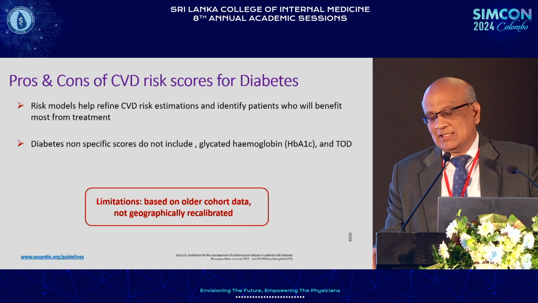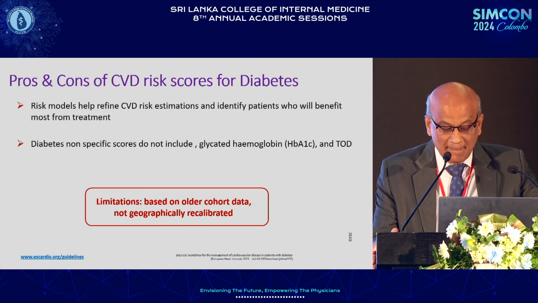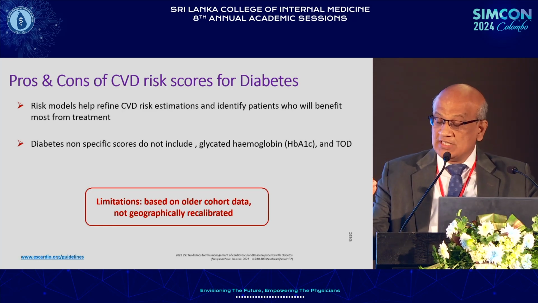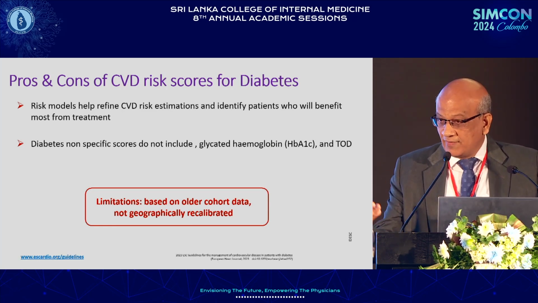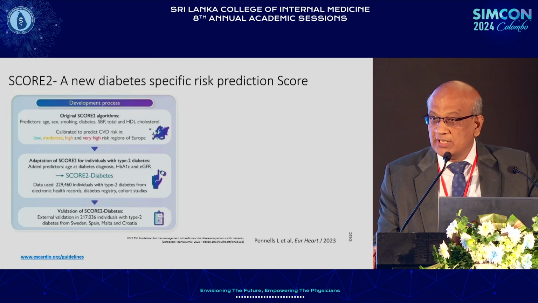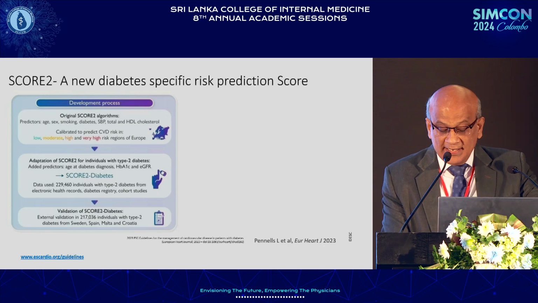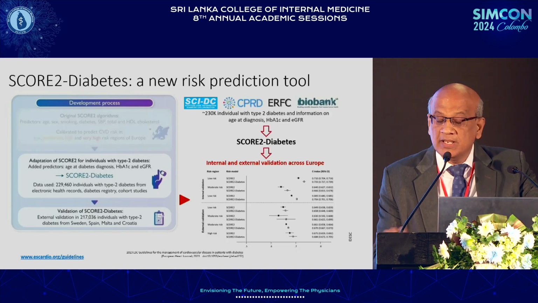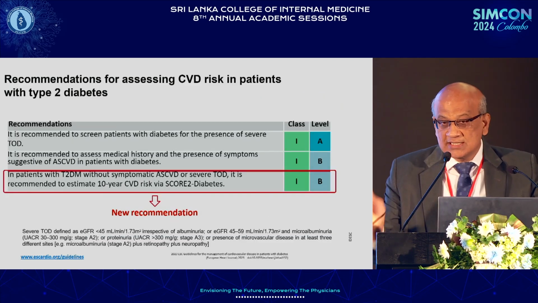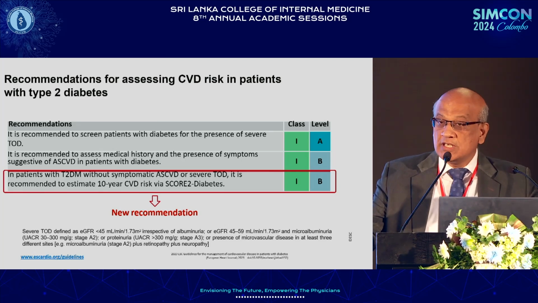But other than not having much unity, there are pros and cons. Some of these risk scores have not taken into consideration the diabetic-specific things, like what we see is the duration of diabetes, eGFR, HbA1c level and so on. So Europeans have recently come out with a solution in 2023, that is SCORE2-Diabetes, a score which is specific for diabetes. They have validated it across Europe in a fairly high number of patients. And they now recommend in the ESC 2023 guidelines to use this as a screening tool for diabetes patients for CVD risk prediction and for subsequent testing.